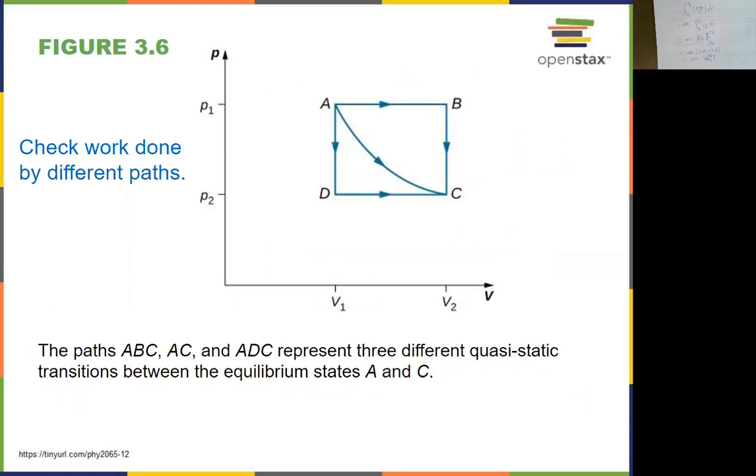So on the PV diagram, if the gas system goes from an initial state to a final state, say from A to C, there are several different processes you can take. You can take the parabola curve here, which means temperature is constant. You can go from A to B and then from B to C, or from A to D and then from D to C. You'll end up at C through all these three different processes.